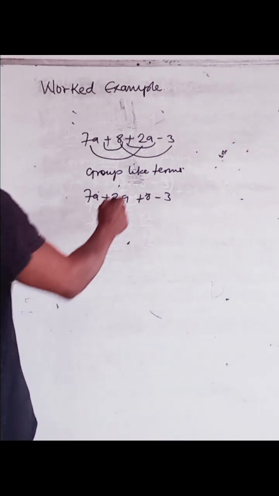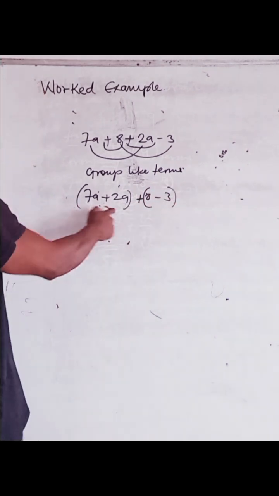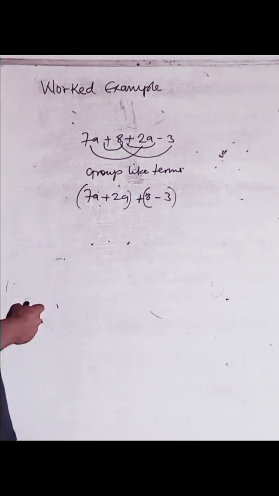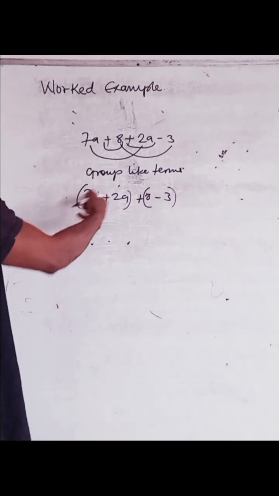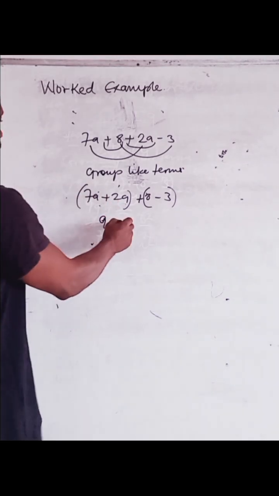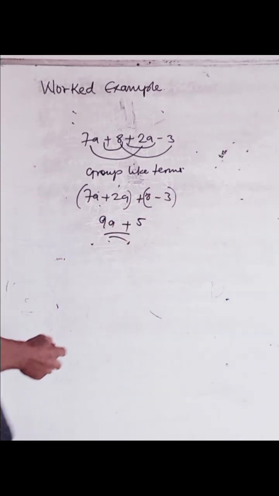I can simplify this by using bracket to group them. So we have 7a plus 2a, plus 8 minus 3. Now, what do we do here? We add the coefficients. So the expression is 9a plus 8 minus 3, which is 5. So 9a plus 5 is the solution.